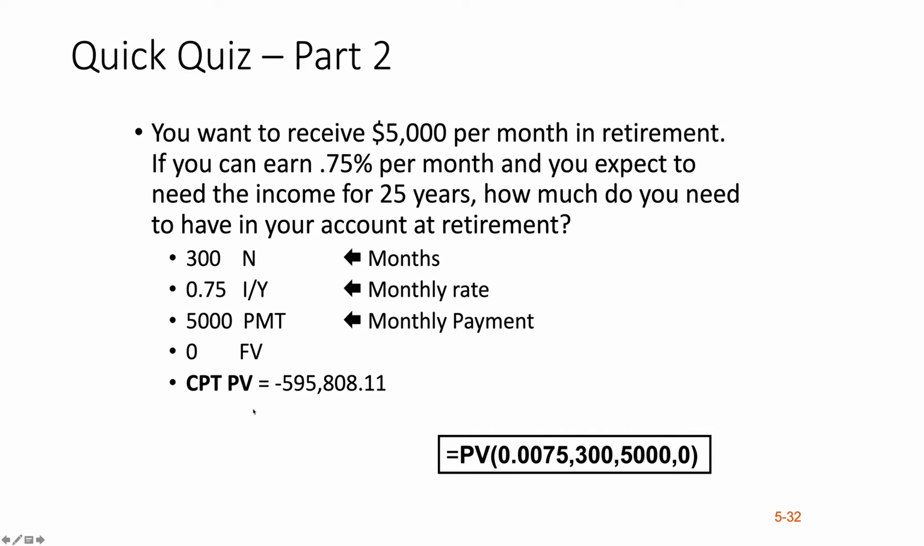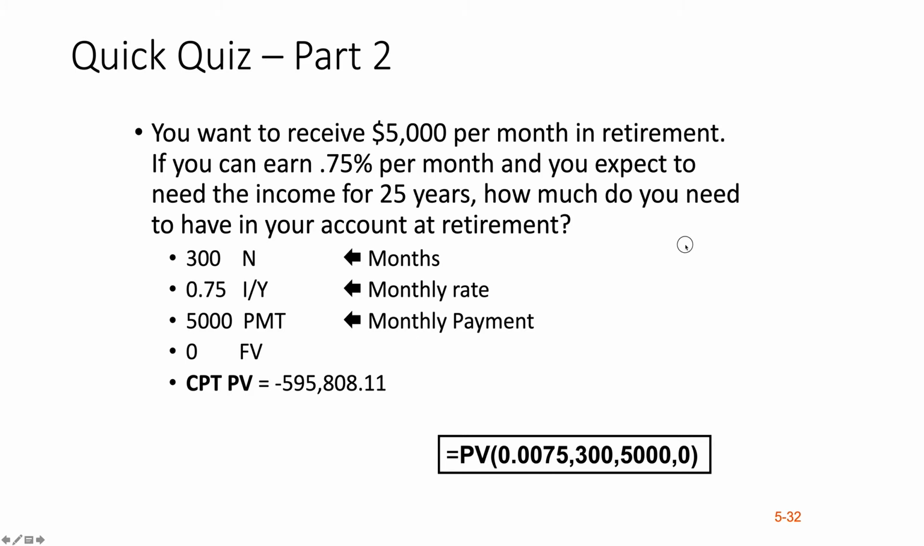It's negative 595,808.1. Negative just means cash outflow. You're saving, you have to save it. And you'll receive $5,000, which is cash inflow, as a payment. All right, this is how you calculate a retirement.